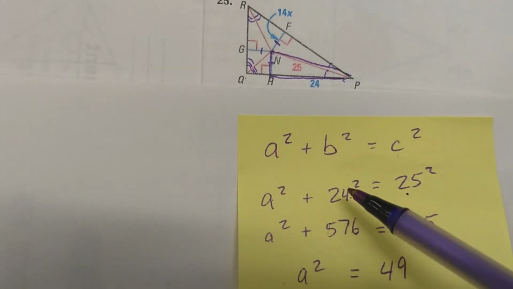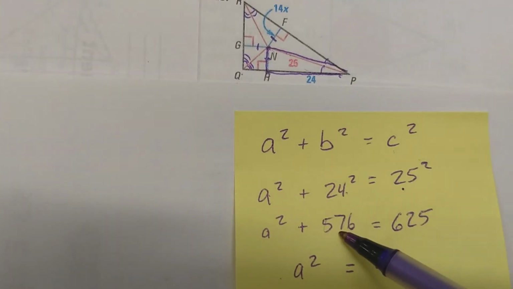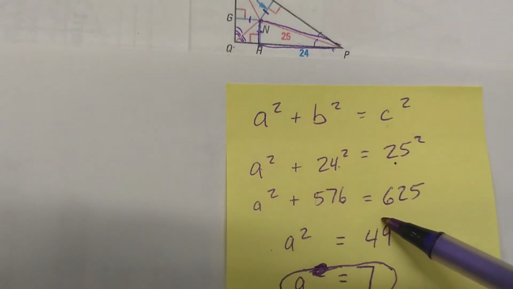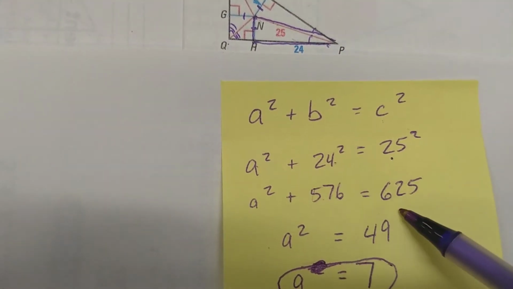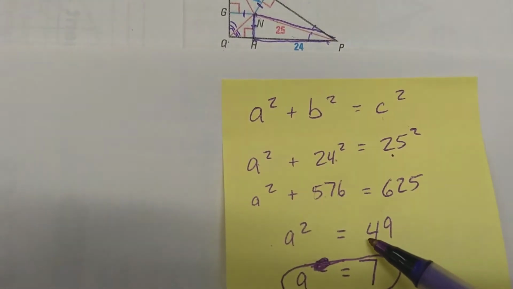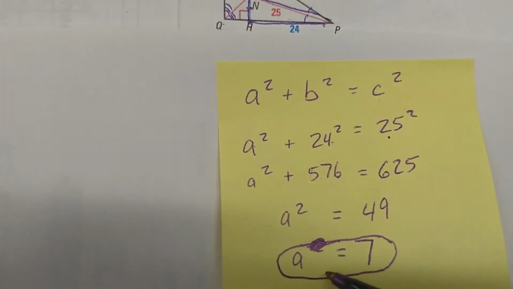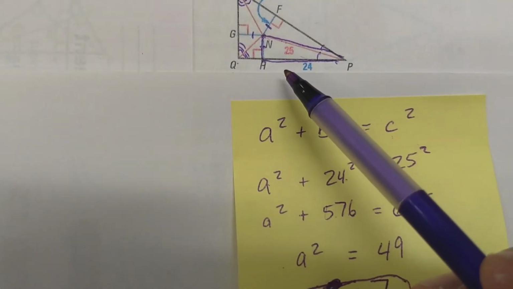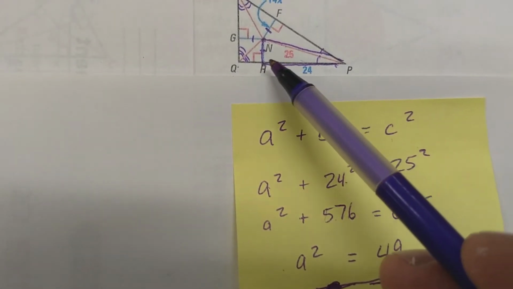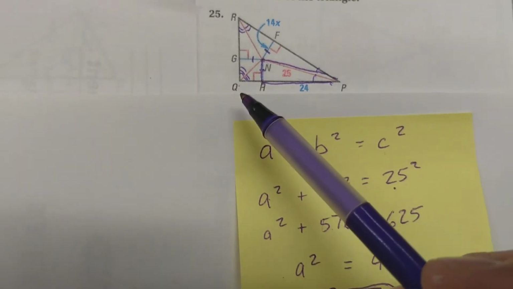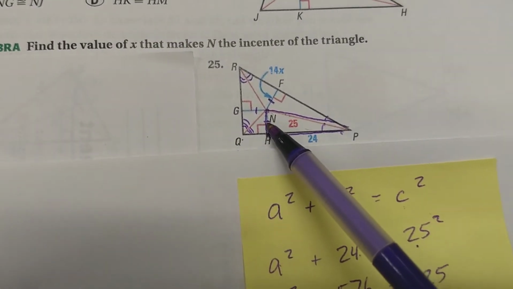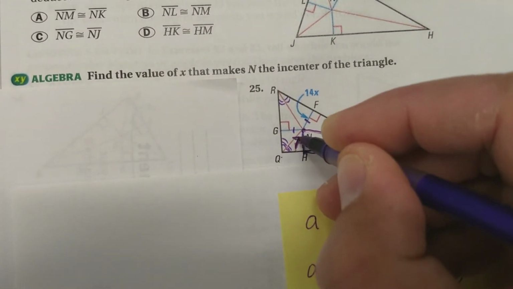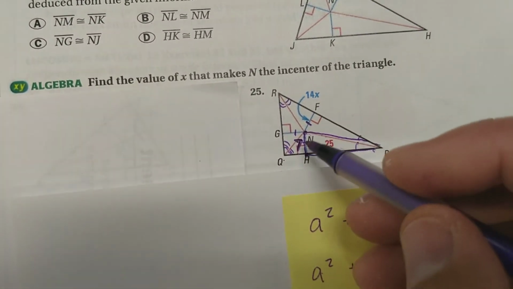When you do that, 24 squared ends up being 576, 25 squared ends up being 625. Move that to the other side, so a squared must be 49, and if I take the square root of both, I've got a as 7. You might have even remembered that as a Pythagorean triple, 7, 24, and 25. So you could skip all of this if you just remembered that that had to have been the side length. But now I know that this side length is 7.